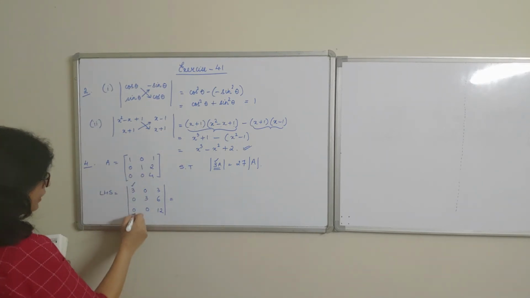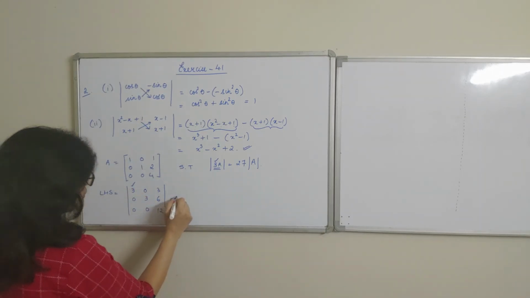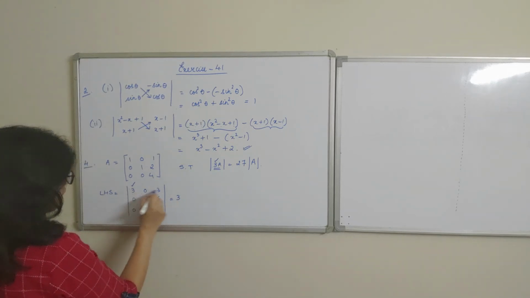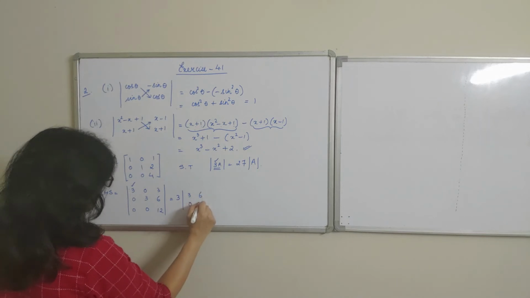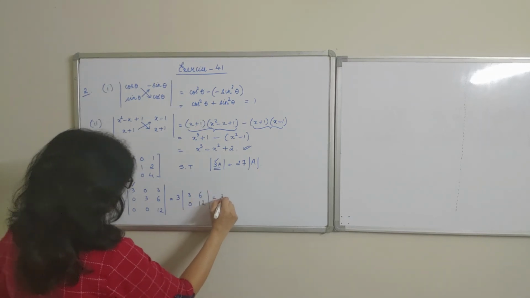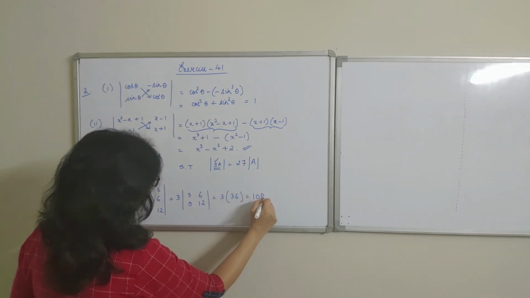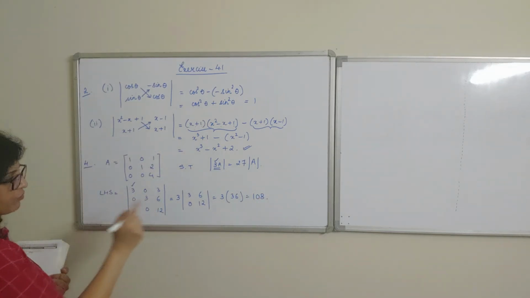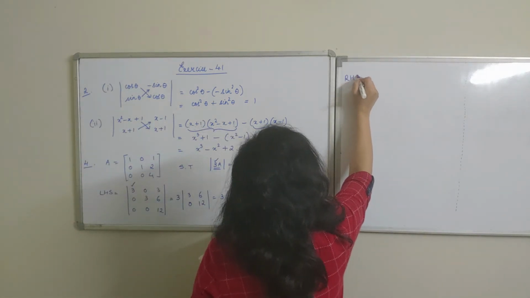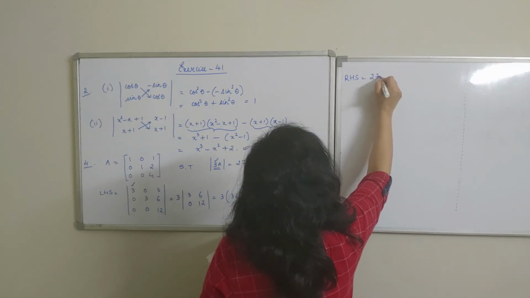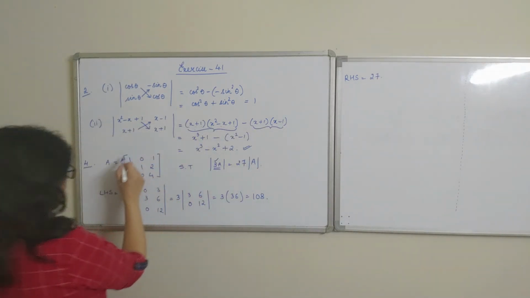So in column 1, there are no special elements, so expansion along 3, deleting first row and first column. The determinant that we obtained is this, 3 times 36, which is 108. So simplifying the left hand side, we are getting 108. Now on the right hand side, 27 times determinant A. This is the matrix A.